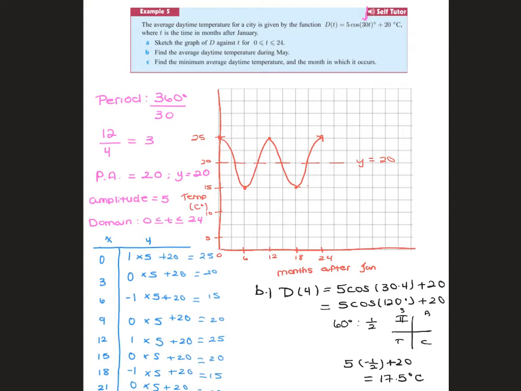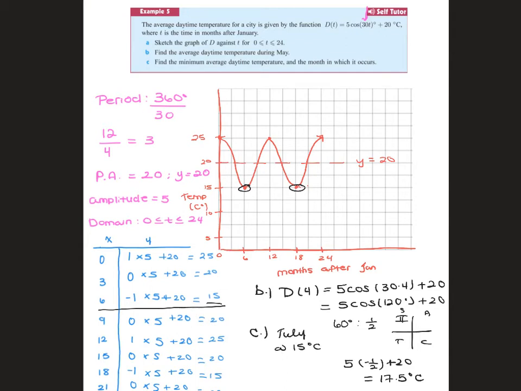All right, let's move on to C. Find the minimum average daytime temperature and the month in which it occurs. The minimum average daytime temperature occurs at the minimum point of your graph. So right here and right here. So 6 months after January or 18 months after January. What month is that? Well, that's going to be July. So the answer to part C is July. And in July, you look at your output value. That's 15 degrees Celsius.